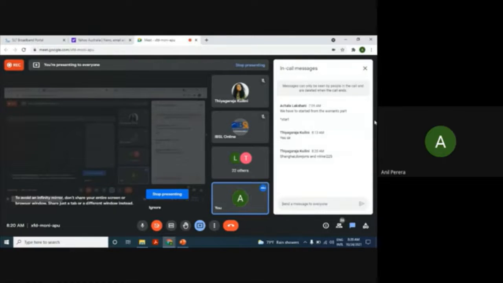Next question. Name the derivative product that facilitates the simultaneous exchange of two different currencies between two parties at an agreed exchange rate for an agreed period. You can get FX swaps. FX swaps, very easy. Currency swaps.